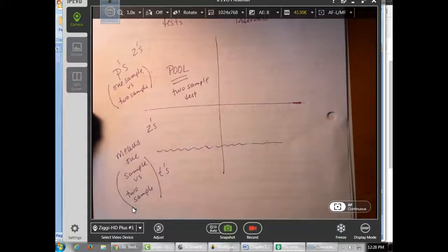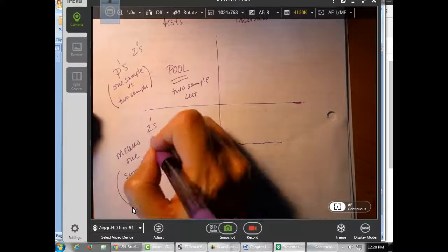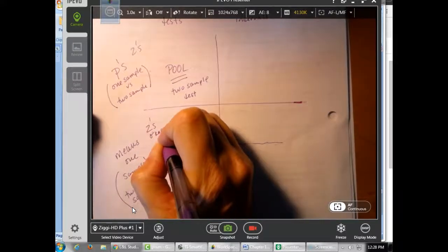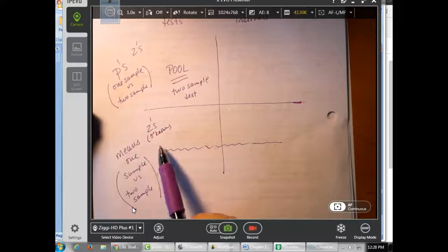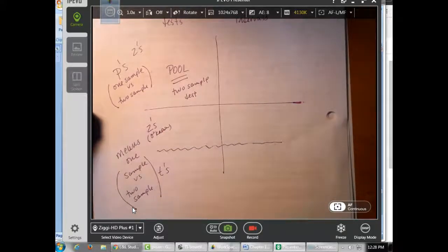For means we have Z's or T's, but usually we have what? T's. Very good. Usually we have T's, because we do not know sigma. So Z's are for when sigma is known, which is very rare. And if it's a two sample, you'd have to know both sigmas, obviously.